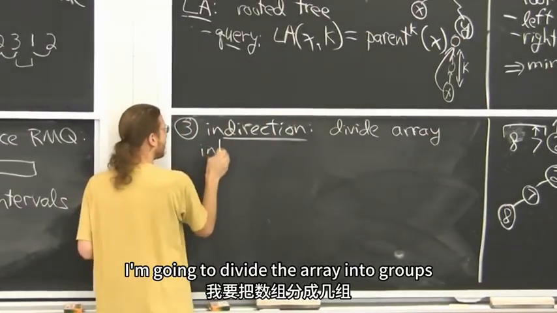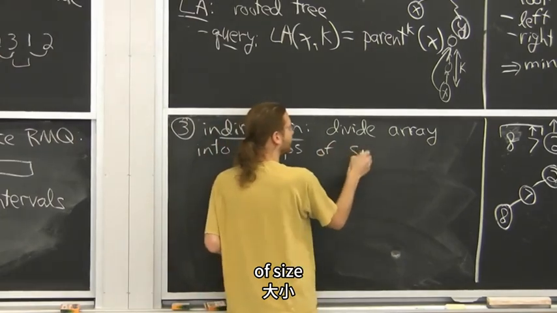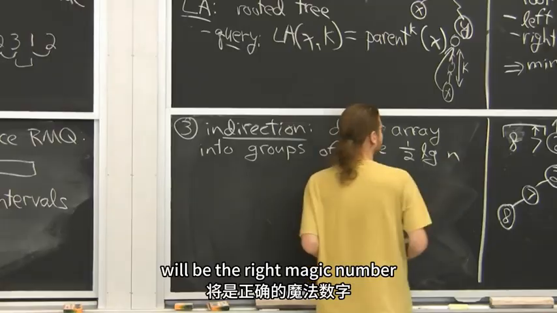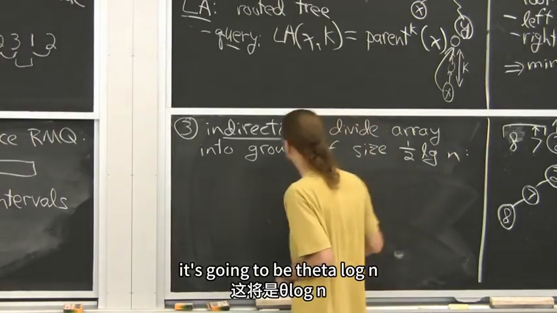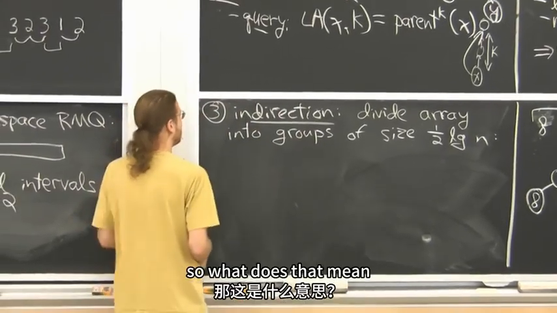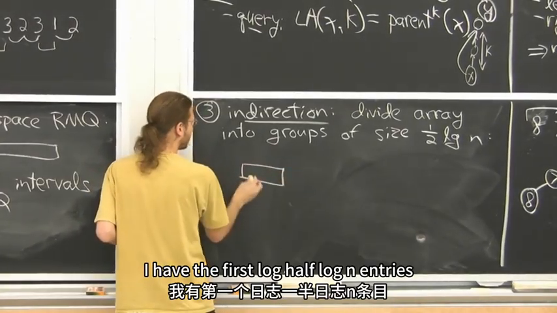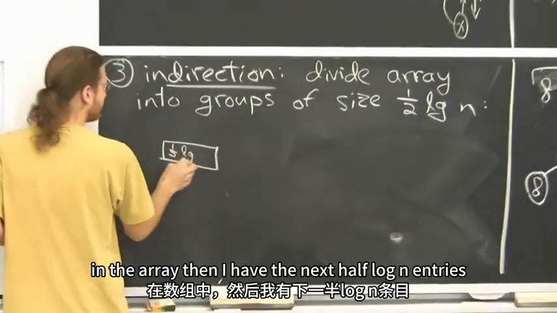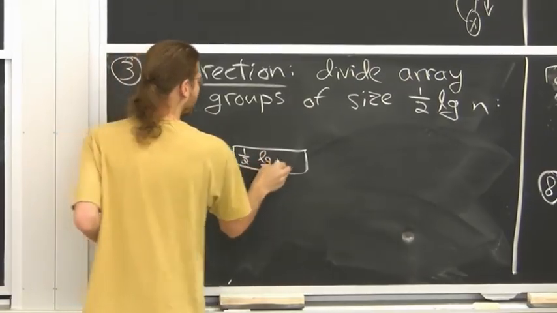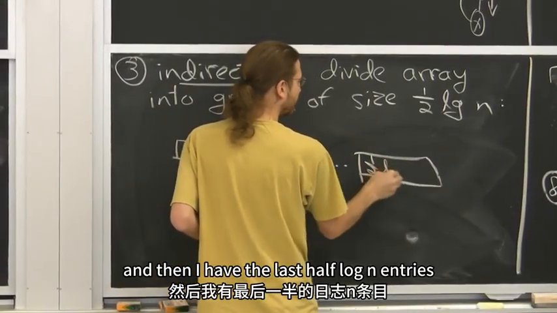I'm going to divide the array into groups of size, I believe, half log n. Would be the right magic number. It's going to be theta log n, but I need a specific constant for step 4. So what does that mean? Well, I have the first half log n entries in the array. Then I have the next half log n entries. And then I have the last half log n entries.